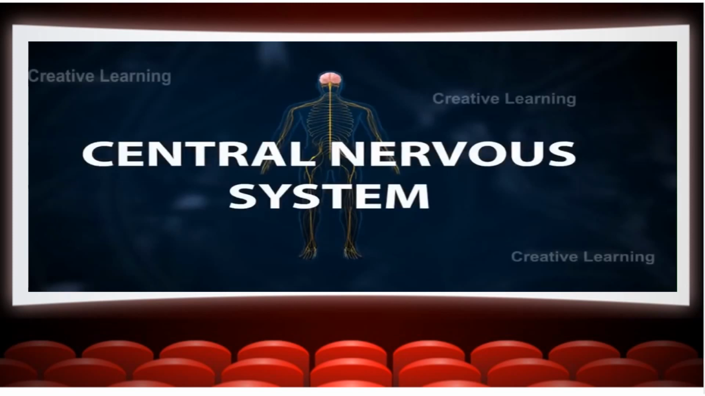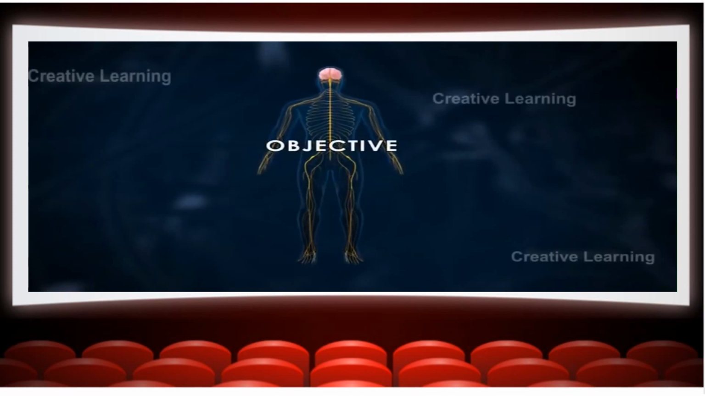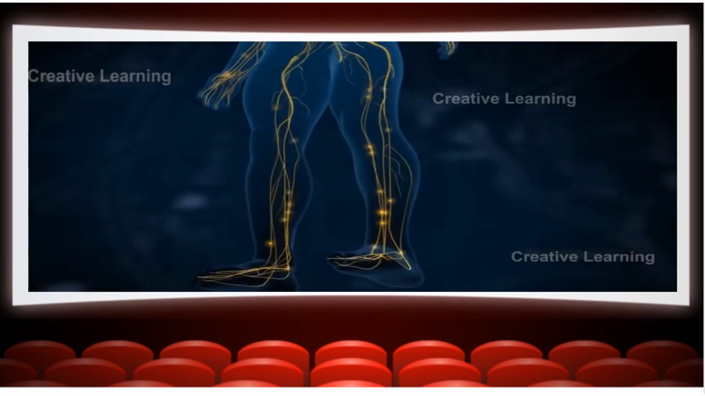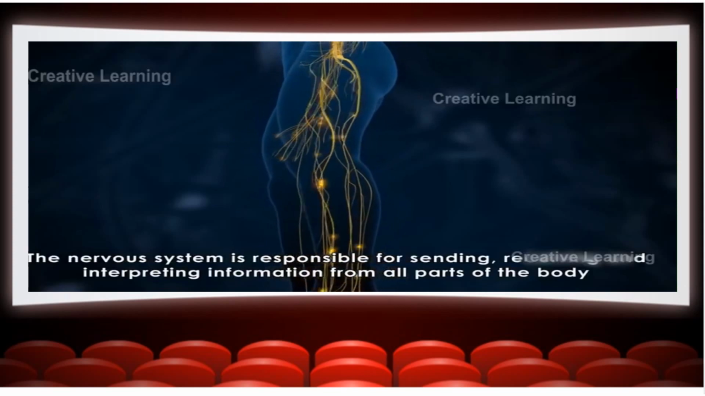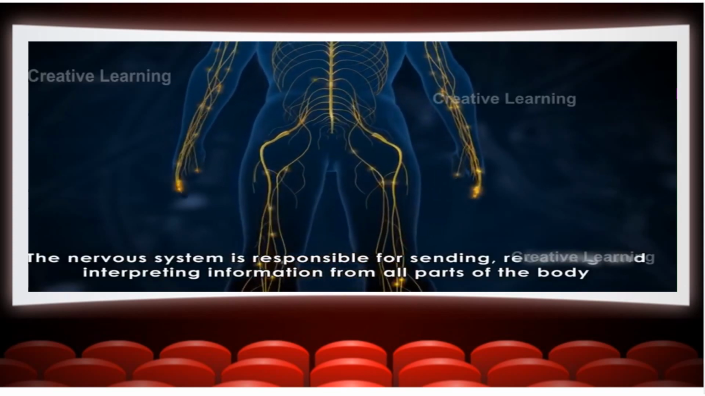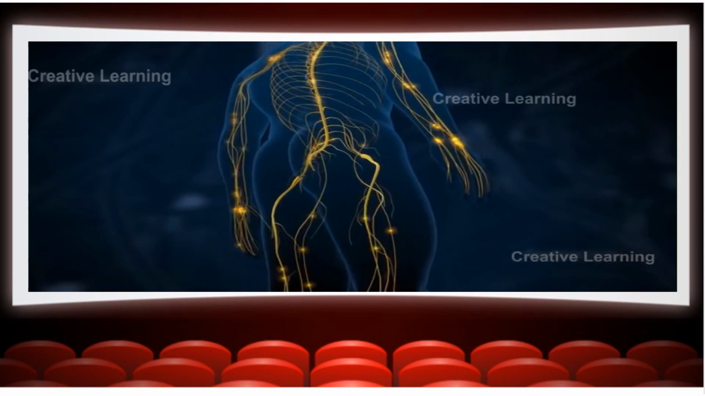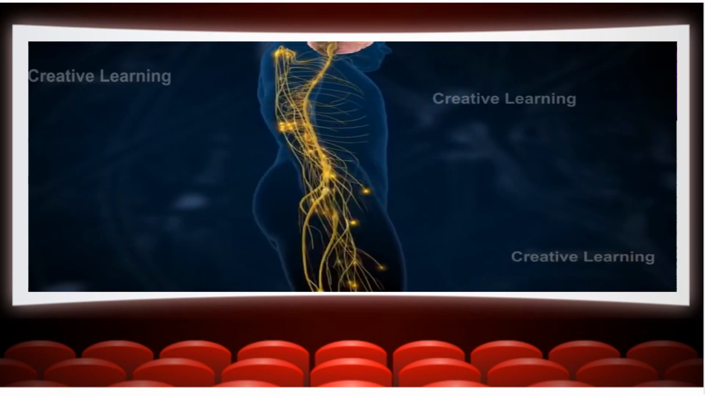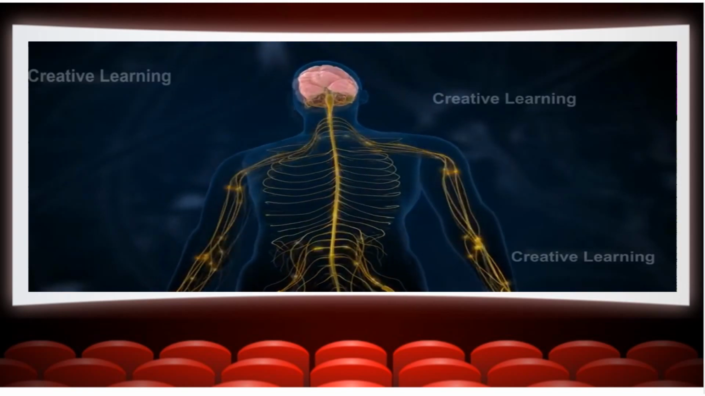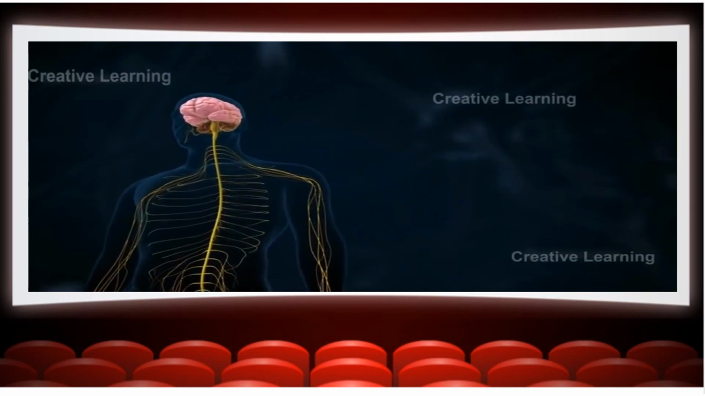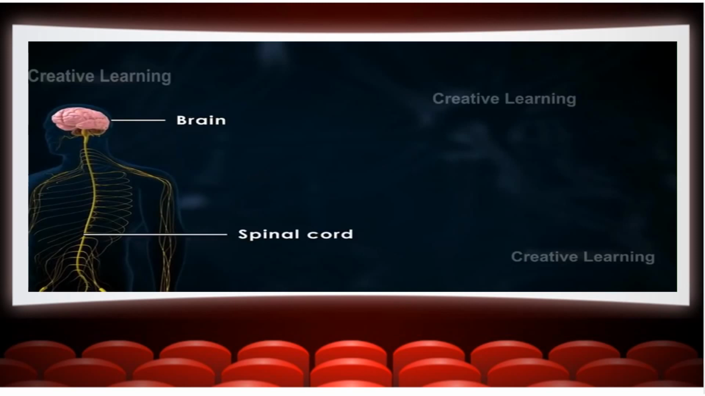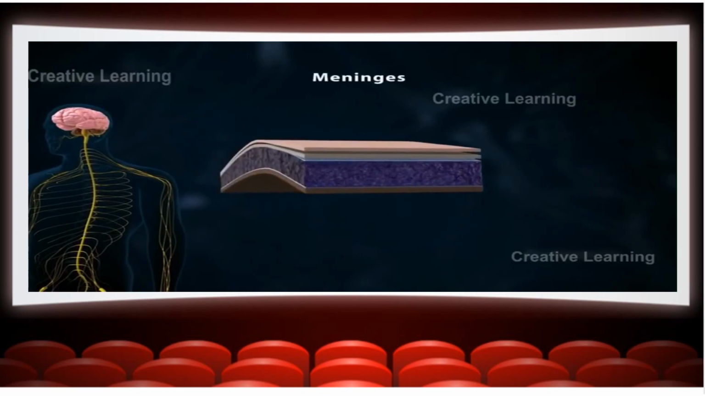The central nervous system. Objective: to learn about the central nervous system. The nervous system is responsible for sending, receiving, and interpreting information from all parts of the body. It responds to external stimuli and also monitors and coordinates the functions of internal organs. The central nervous system is composed of the brain and spinal cord. Both are enclosed in protective layers called meninges.